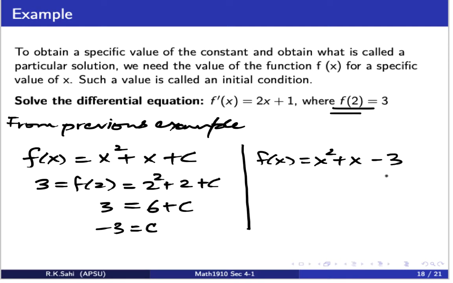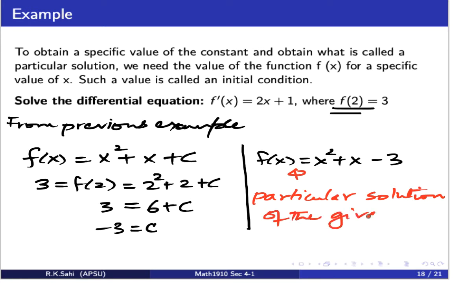Notice, this is a very specific solution to this differential equation because of this condition. So this solution, f of x, is called a particular solution of the given differential equation.